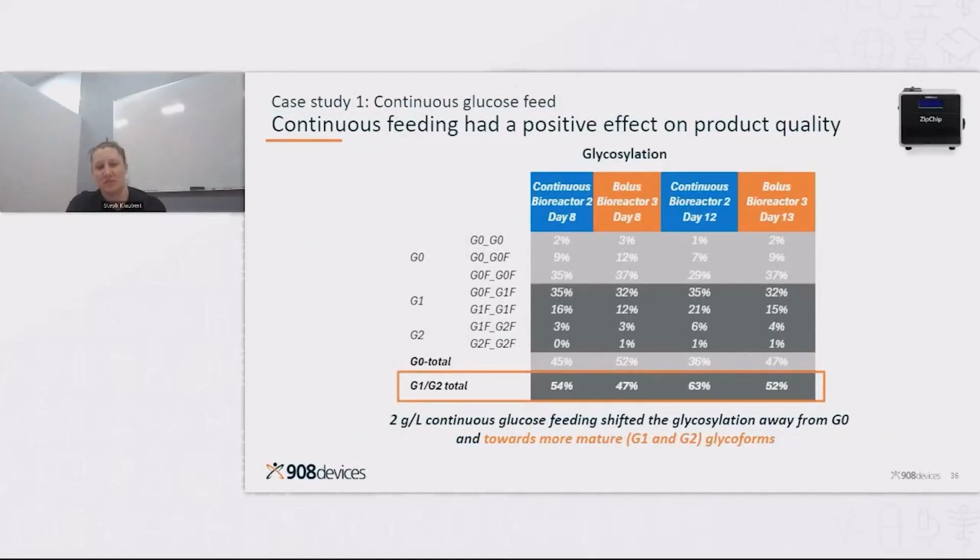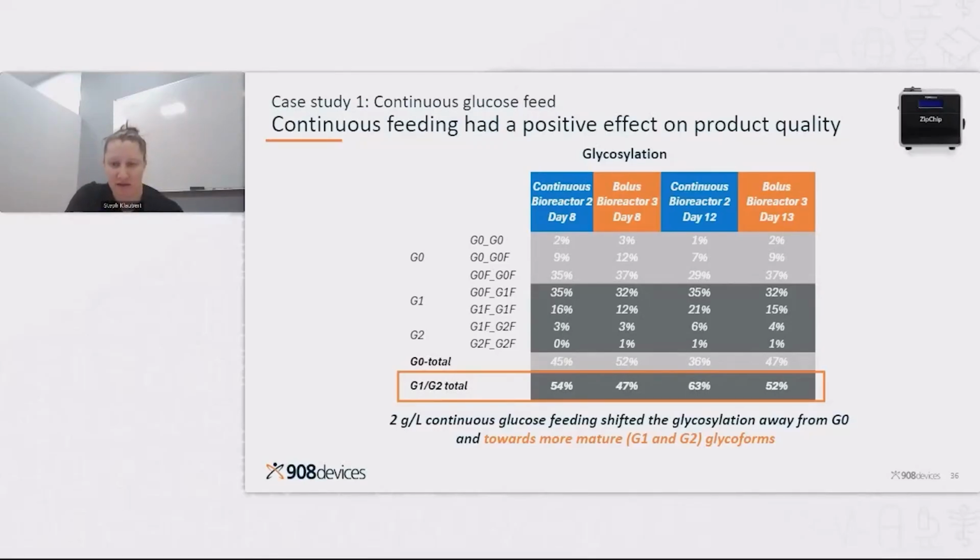If we look at the bottom row here, we've totaled up the G0s and the G1 and 2 forms. So you can see that across culture time, even beginning on day 8 all the way through day 12 and 13, the continuous glucose feed at that 2 gram per liter set point has a higher percentage of those G1 and G2 glycoforms when compared to the standard bolus feed from the other reactor.